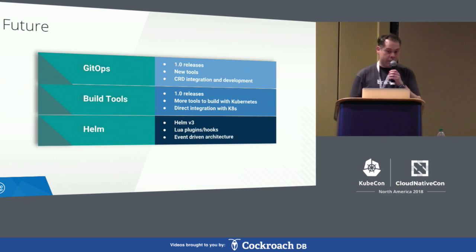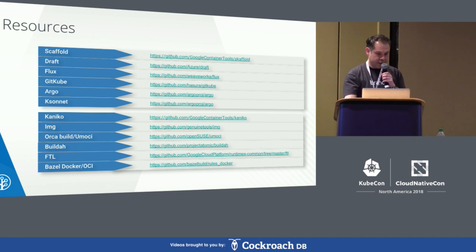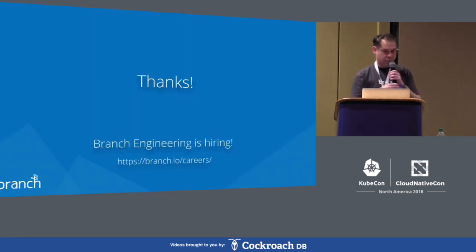And Helm is also in the works. It's another tool being enhanced in V3. The proposal is out, and it'll support plugins and hooks in Lua, so you can write custom code. And it'll have event-driven architecture, very similar to what some of these other tools have, like Flux, where you have an event and something happens, and then deployment gets triggered, or there's a change, and then something gets triggered on your cluster, and a deployment happens. So here are some resources for the GitOps tools and the container build tools, and I think that's all we have.